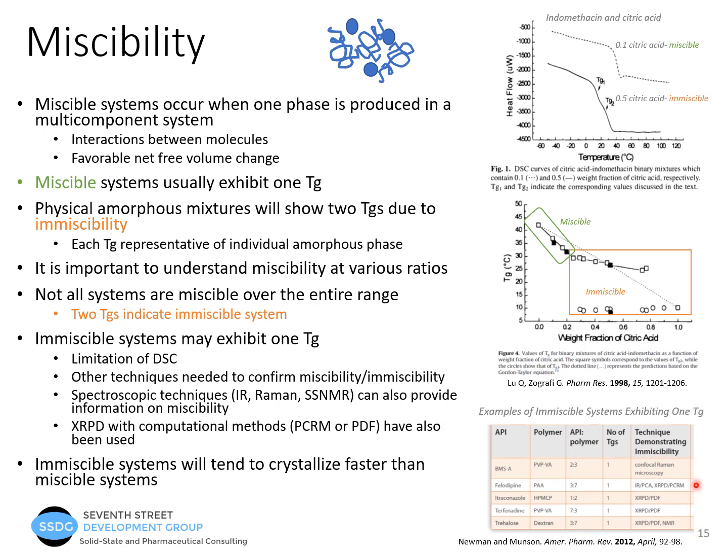Here are a couple of example systems where we actually saw 1 glass transition temperature. However, there were other techniques that demonstrated that these systems were immiscible and were actually physical mixtures. So immiscible systems will tend to crystallize faster than miscible systems, which is another reason that you really want to understand, is it miscible and hopefully more stable, or is it immiscible and probably less stable?